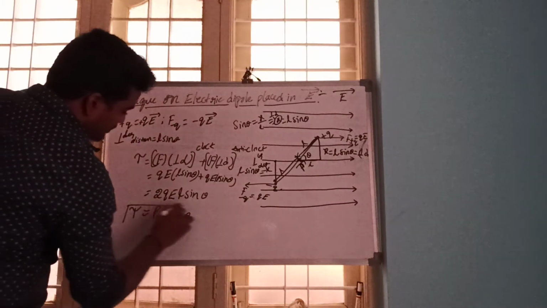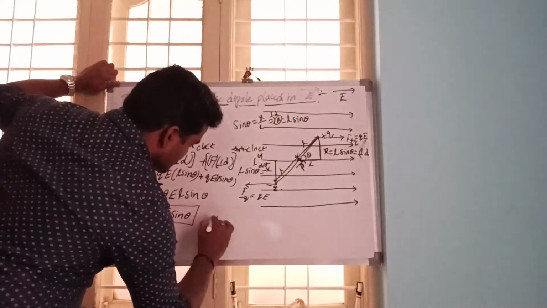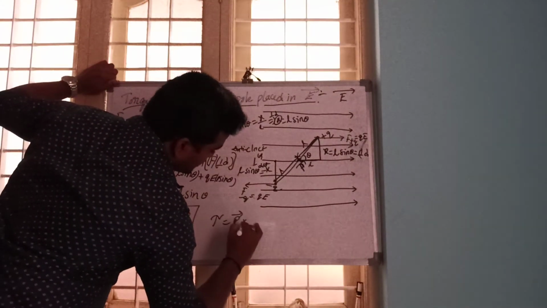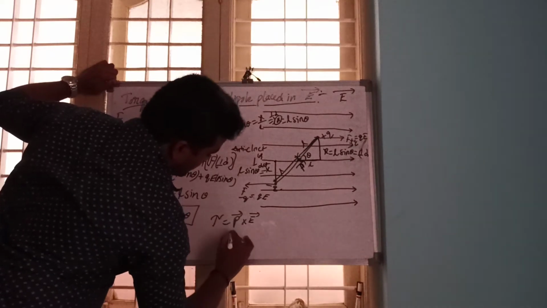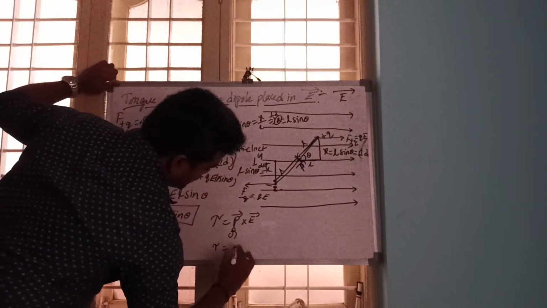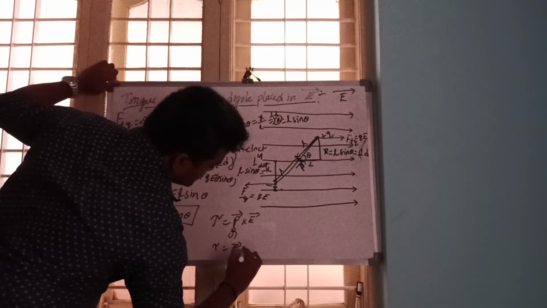Here the big question will come whether it is tau equals P bar cross E bar or tau equals E bar cross P bar.